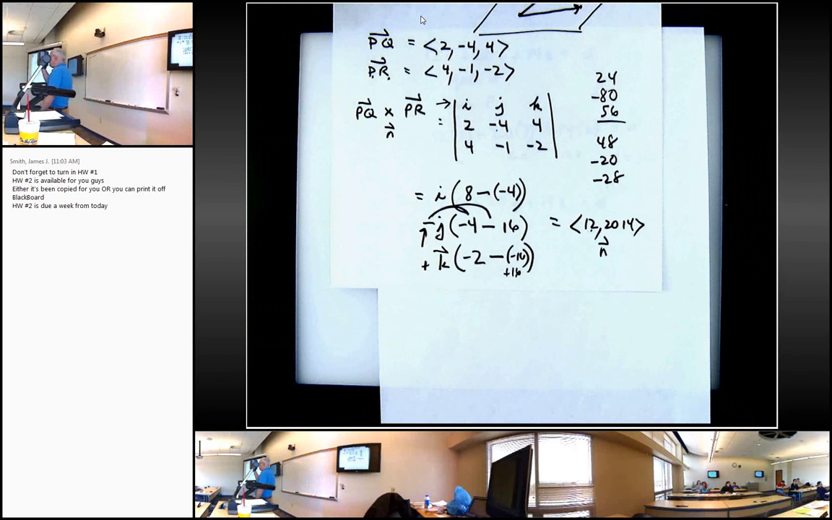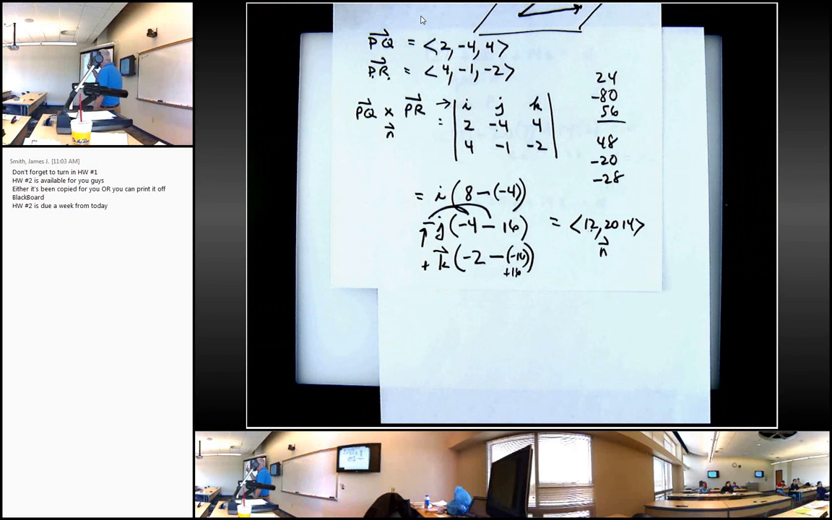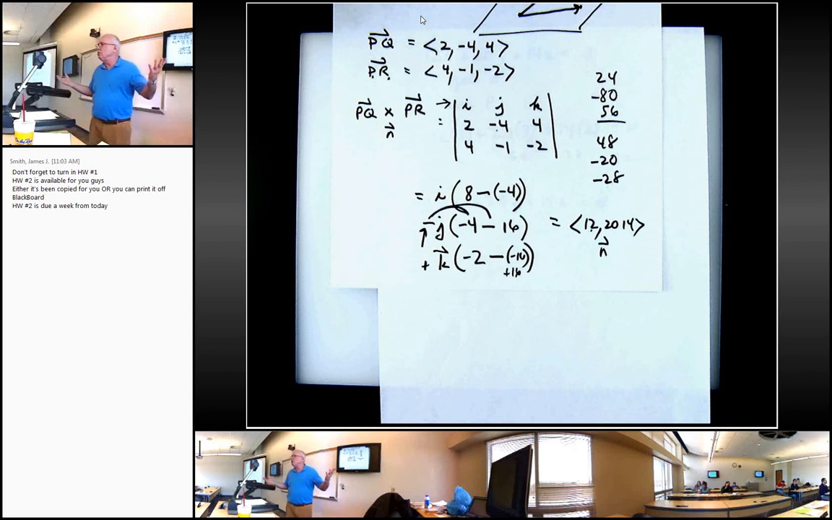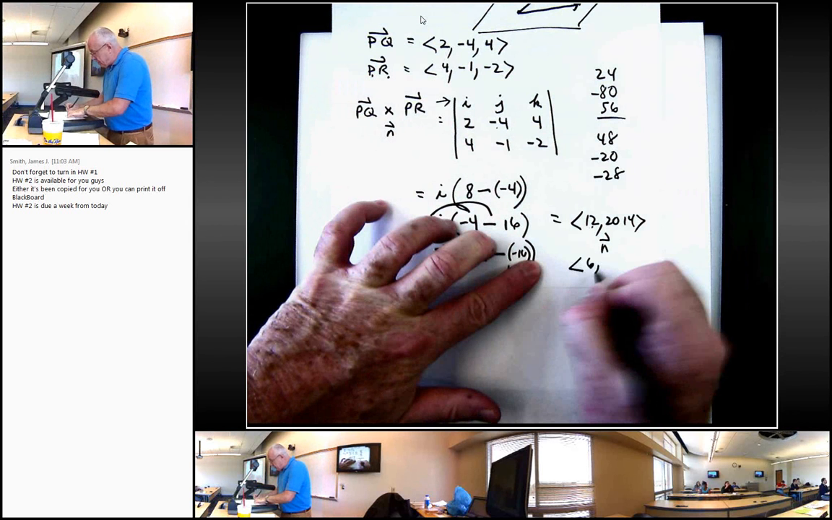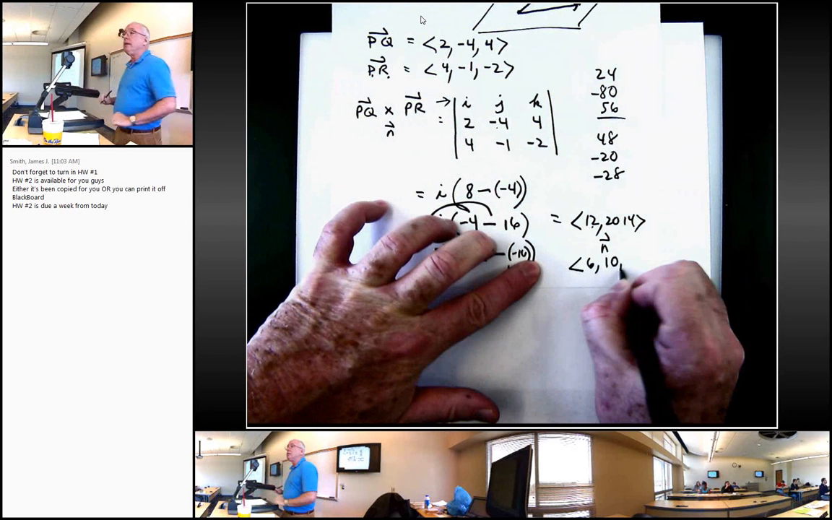Now this is perpendicular to our plane. If those three numbers can be divided by the same number, I can get smaller numbers, and it's still going to be perpendicular to the plane. So notice, 12, 20, and 14, I think 2. I can divide them all by 2. So I could just as well have said that 6, 10, and 7 is my n.